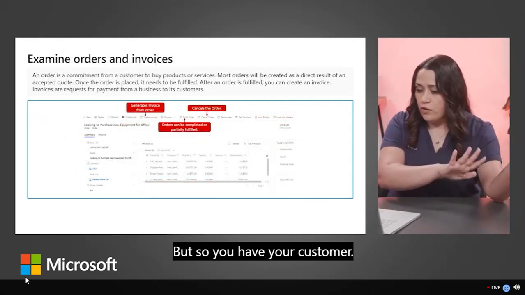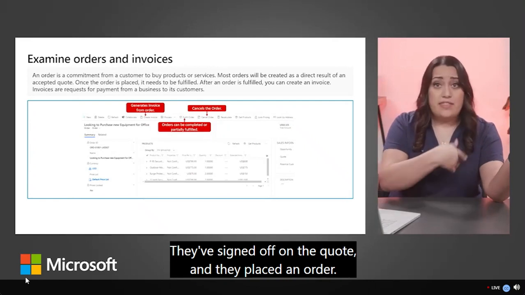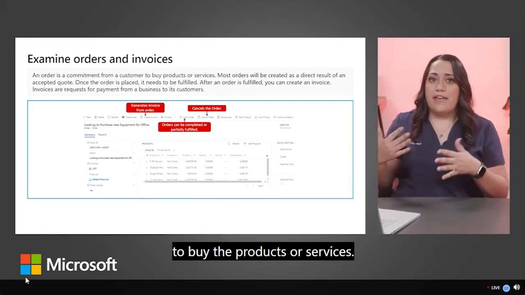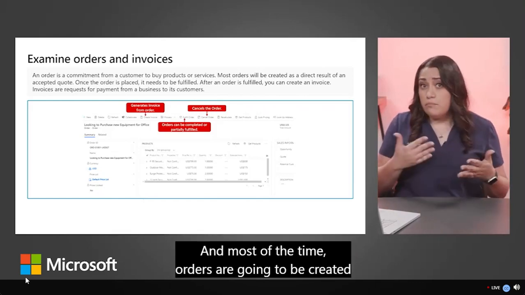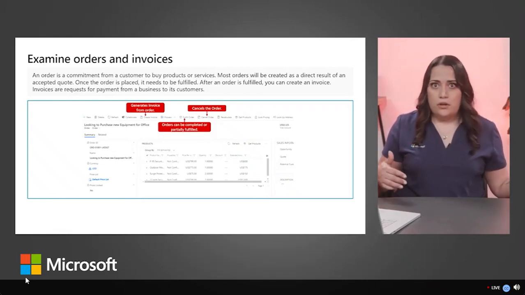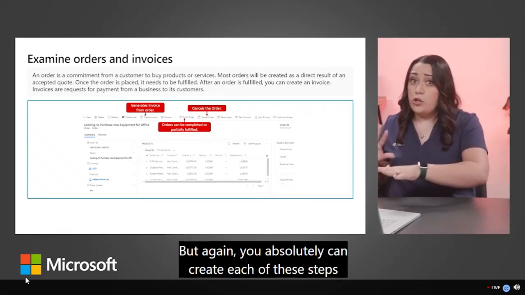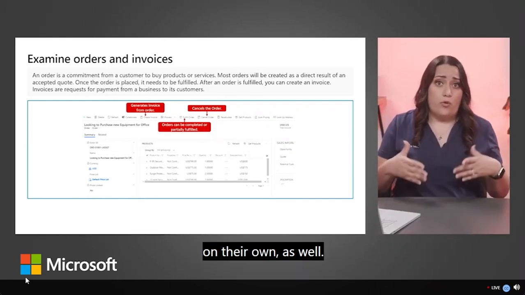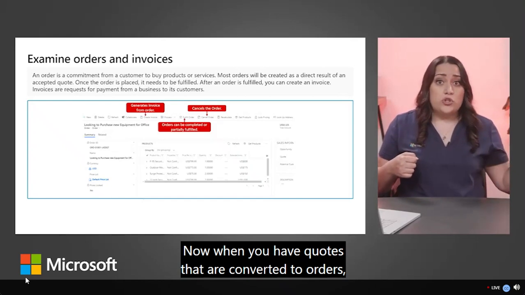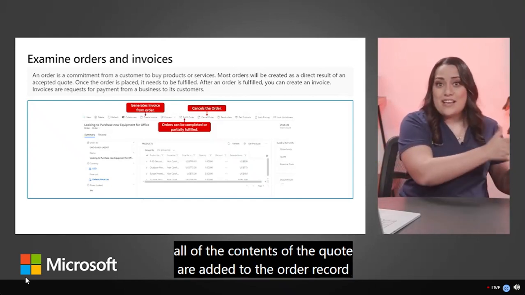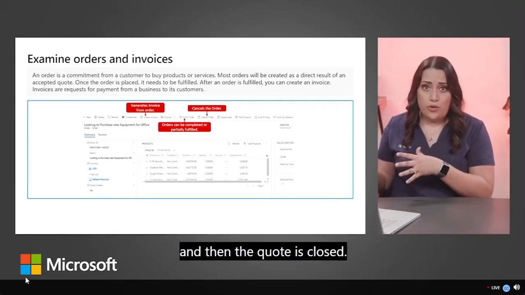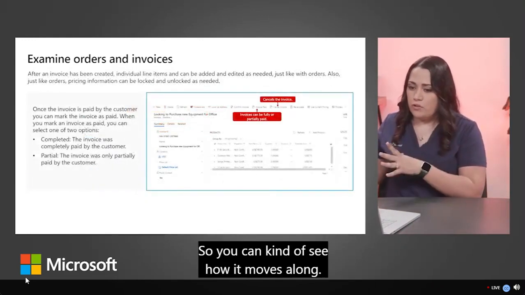But so you have your customer, they've signed off on the quote, and they place an order. And an order, this is just the commitment from a customer to buy the products or services. And most of the time, orders are going to be created as a direct result of an accepted quote. But again, you absolutely can create each of these steps on their own as well. Now, when you have quotes that are converted to orders, all of the contents of the quote are added to the order record, and then the quote is closed. So you can kind of see how it moves along.